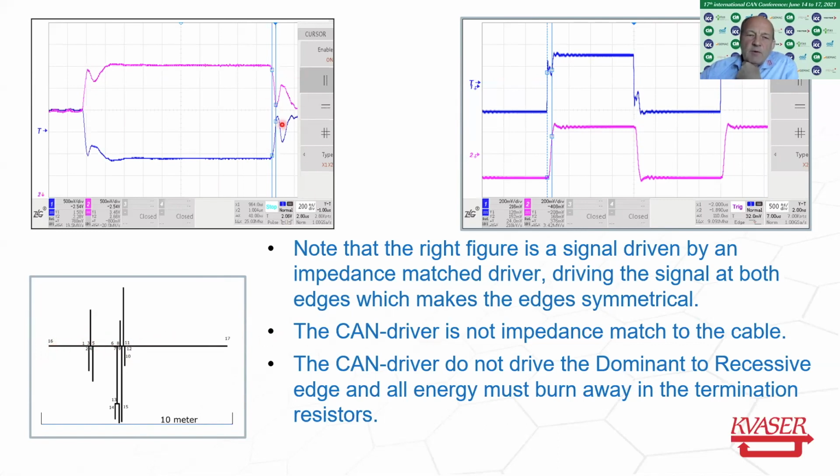And of course, you have an even worse case on the recessive edge, because there is no driver that can burn away the energy. It's all relying on the termination, which is not located in the correct location. Still, this is a pretty good bus. As you saw before in the NXP measurement, their networks were much worse than this, but they are also using higher bit rates.